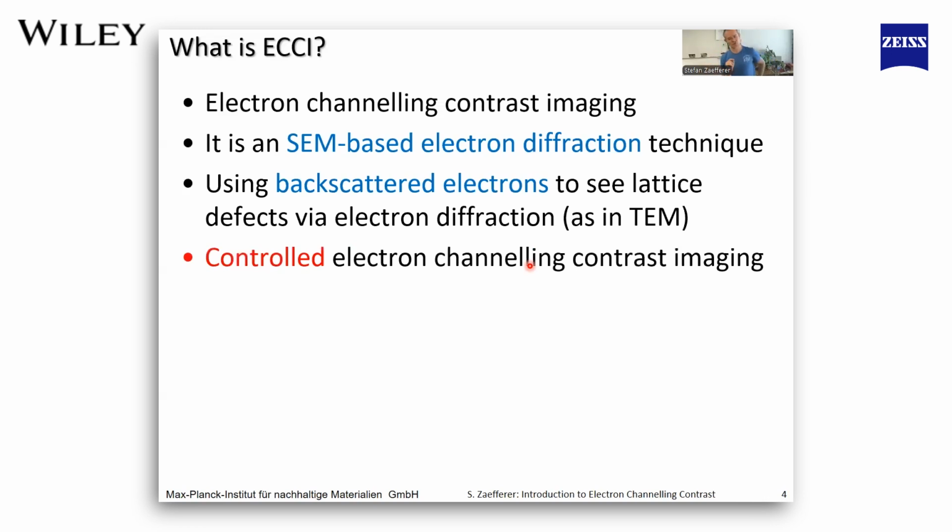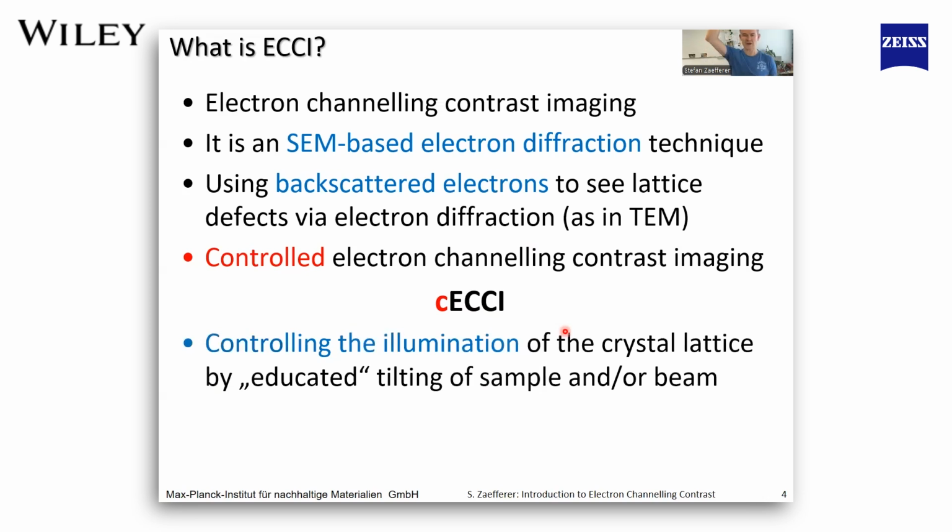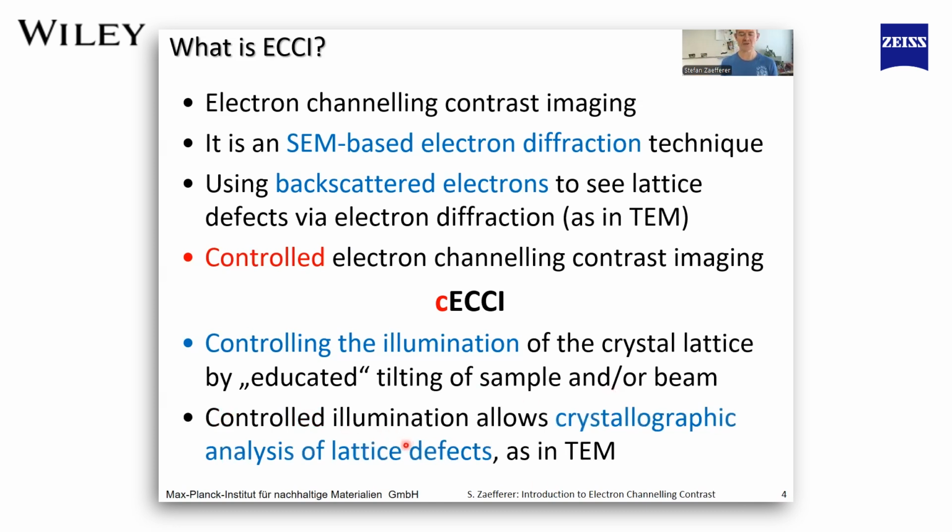Now, my contribution to the whole story is to do controlled electron channeling contrast. And to this aim, I have added this little C to the ECCI acronym, which stands for controlled. And what does this mean? It means we are controlling the direction of illumination on the crystal lattice by educated tilting of the sample or the beam. That means by controlling in which direction the electron beam arrives on the crystal lattice, we are able to actually do crystallographic analysis of lattice defects, similar to what we do in tilt experiments with the TEM.